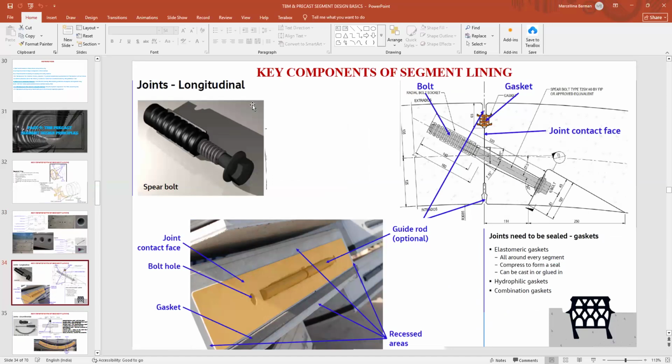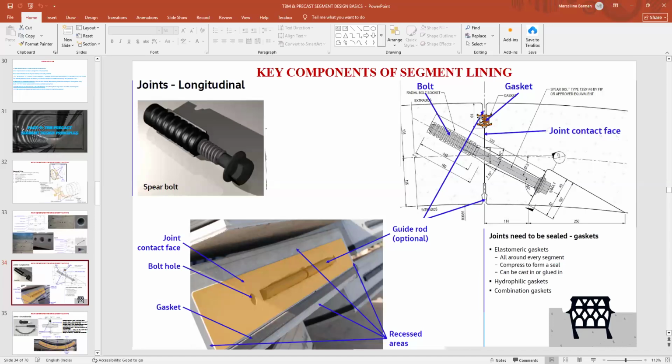One is called the spear bolts. Sometimes you put bolts, or sometimes you put dowels also. The spear bolt is one type of bolt that is mostly put in the longitudinal direction. Between two segments there are connector bolts, and these bolts connect the segments. At the joint of the two segments, there is a small groove where we put the gaskets. The gasket is basically the waterproofing membrane.